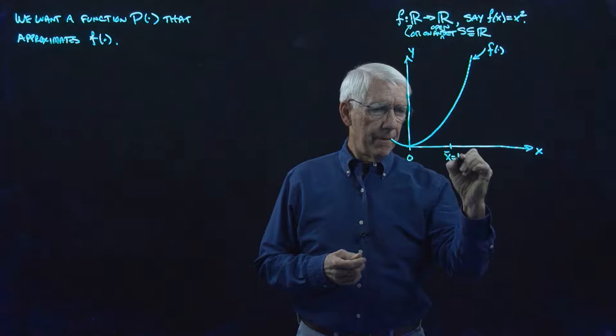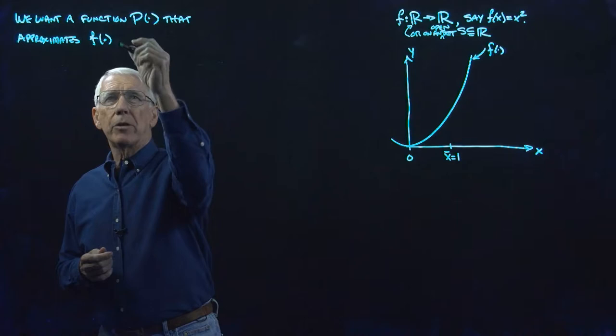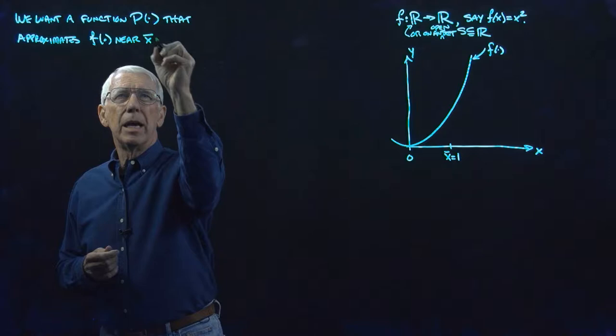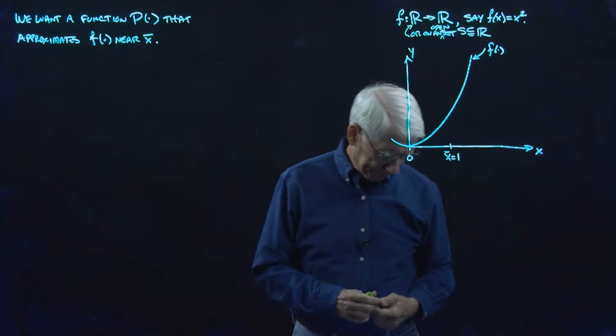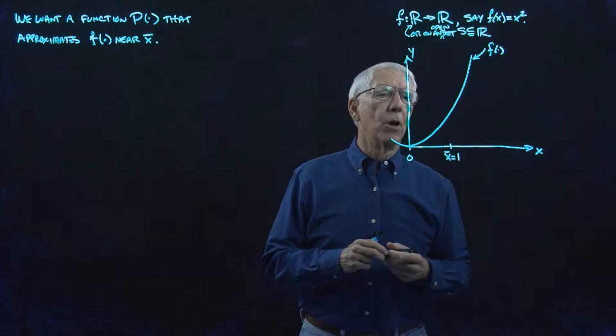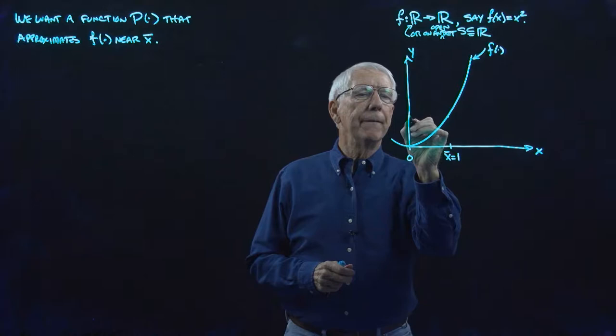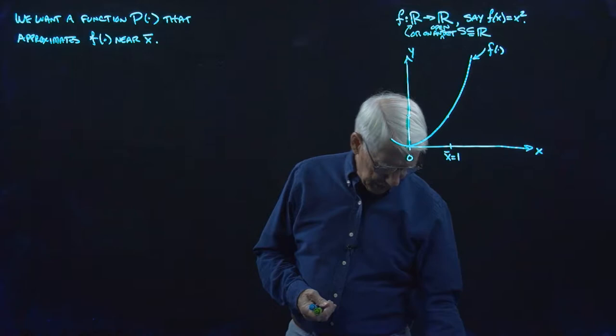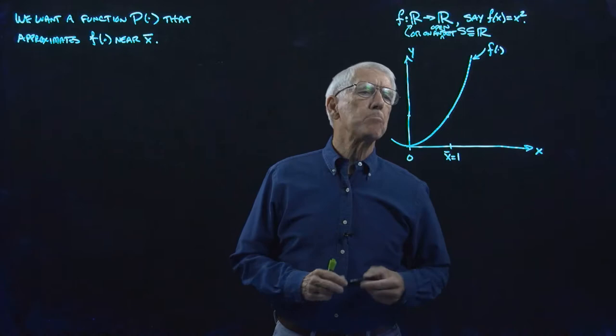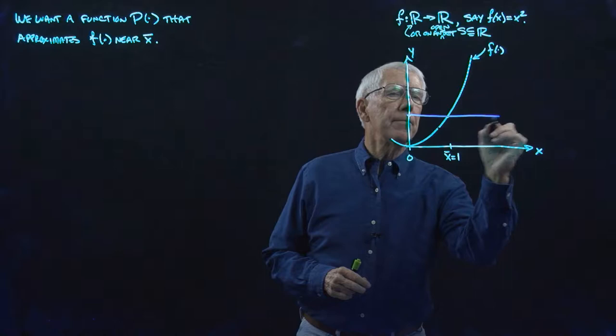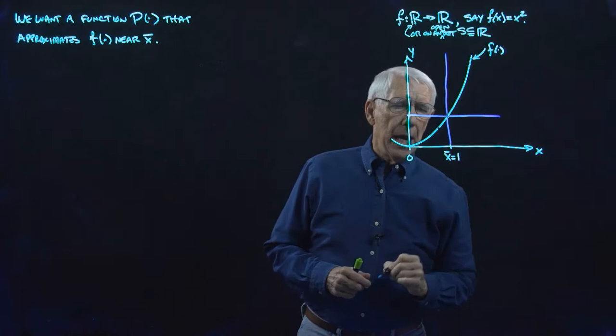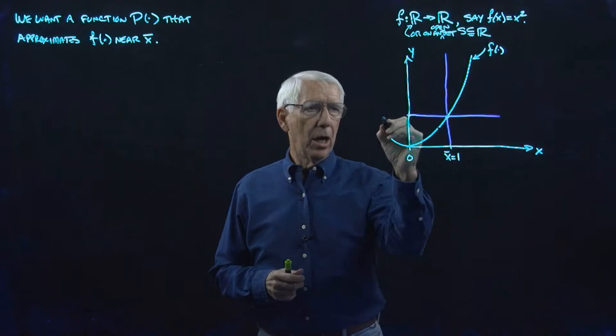So when I say I want to approximate this, I want to approximate near some x bar in the domain, near some specific point in the domain. And here, let's note first of all that the value of f is about here. Let's come across here like this, and drop down here like this. And so this is the value of f at x bar. This is f of x bar, which happens to be, of course, 1 also.